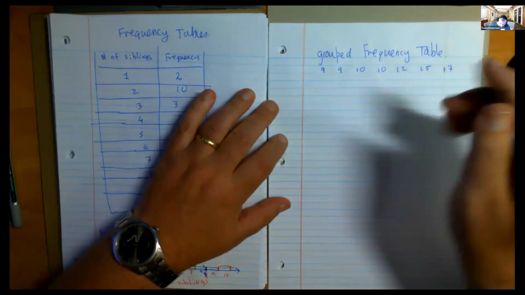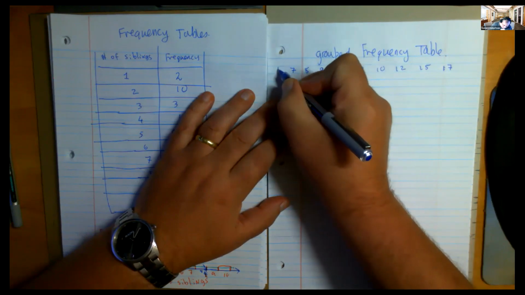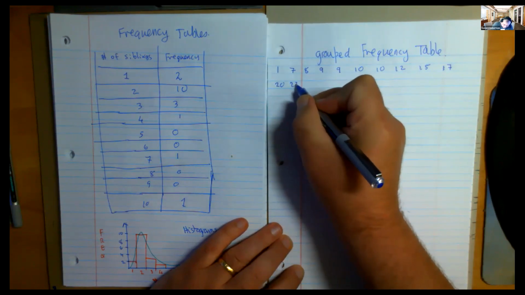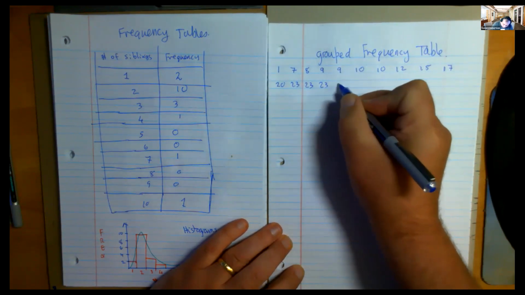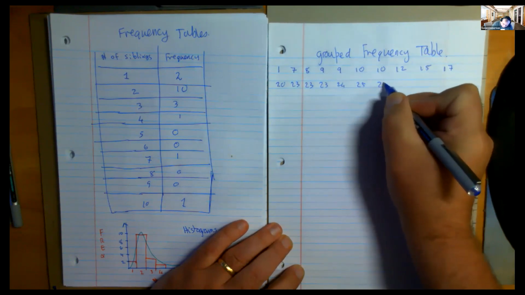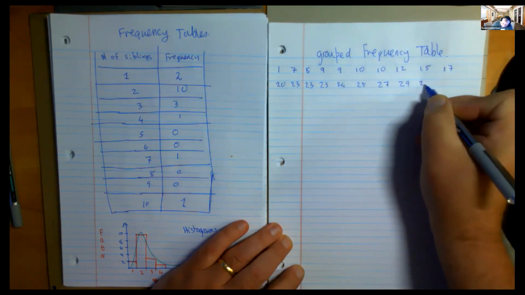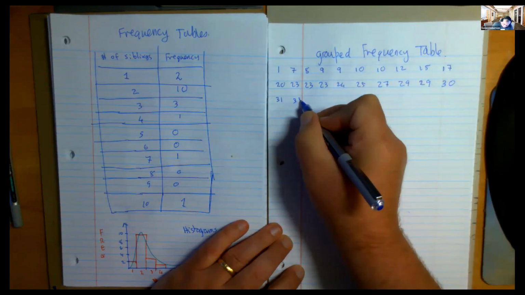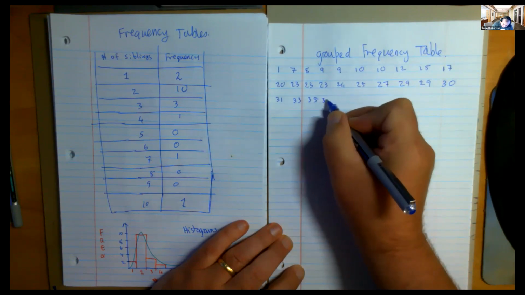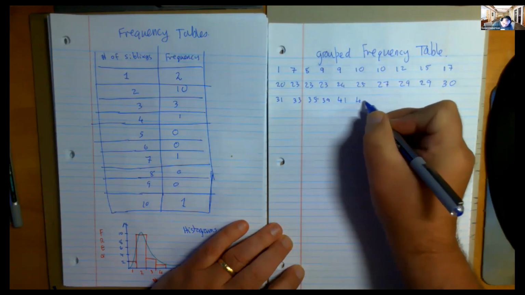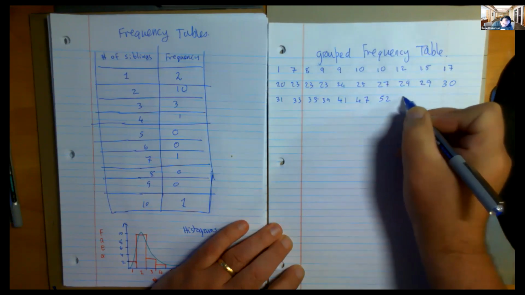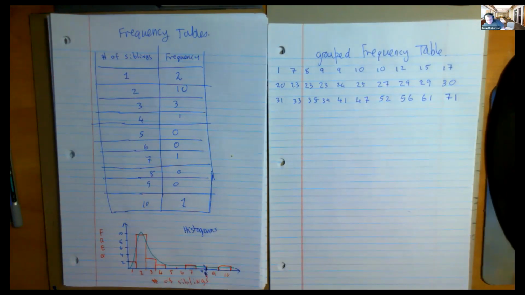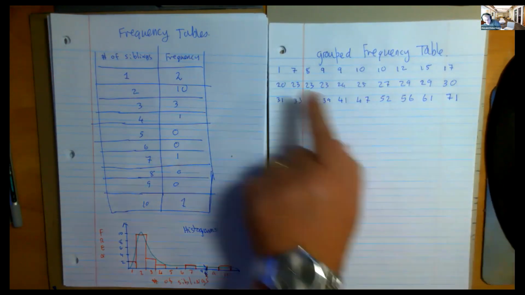8, 9, 10, right, I'm trying to do a row of 10. And then it went up to 20, 23, 23, 23, 24, 25, 27, 29, 29, 30, 31, 33, 35, 39, 41, 47, 52, 56, 61, and then 71. So 30 people, and this is their age group.